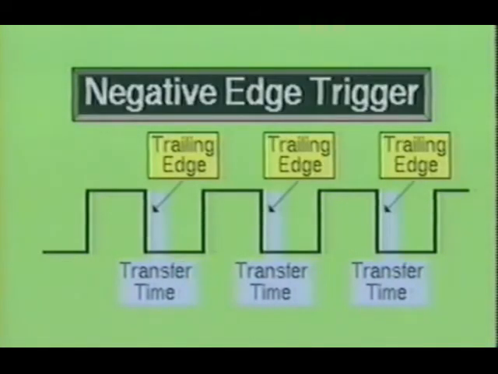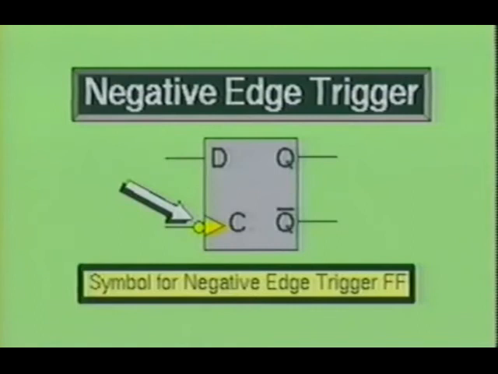In the negative edge-triggered flip-flop, the control input is sensitive for a short period of time near the negative going transition of the clock pulse. As before, the outputs of the flip-flop change shortly after this interval of time. Note that the symbol for the negative edge-triggered flip-flop shows an inverter operation at the input of the clock signal.